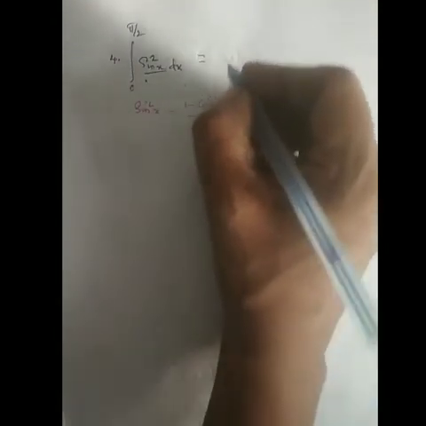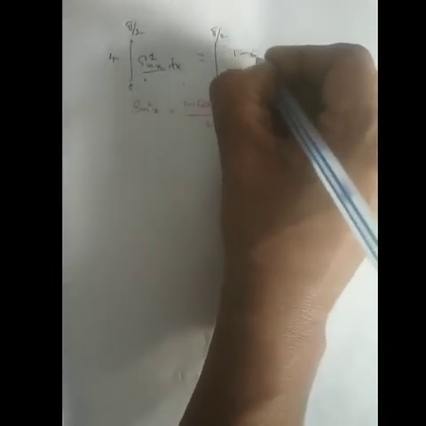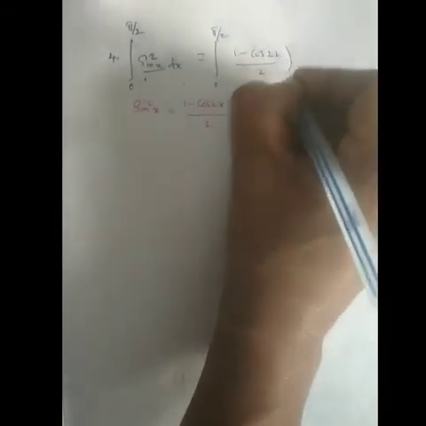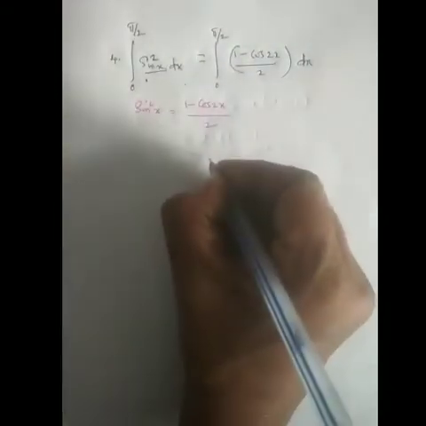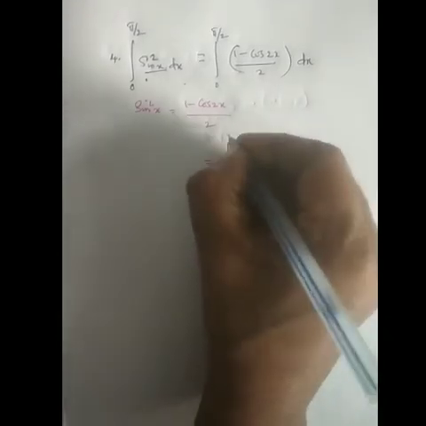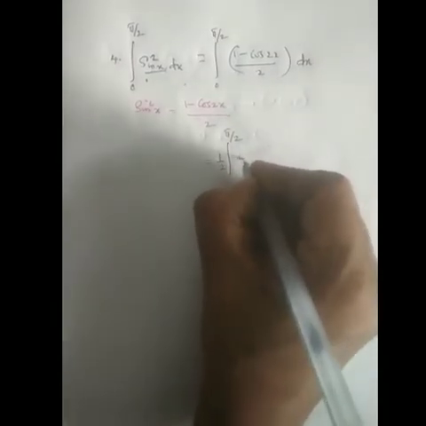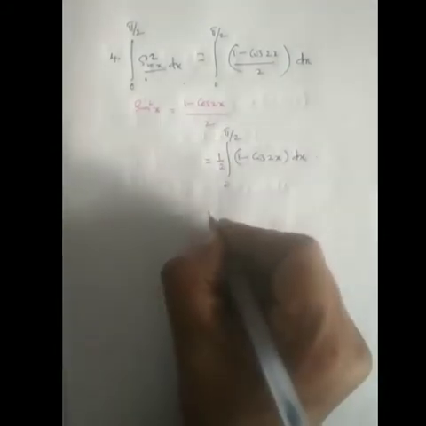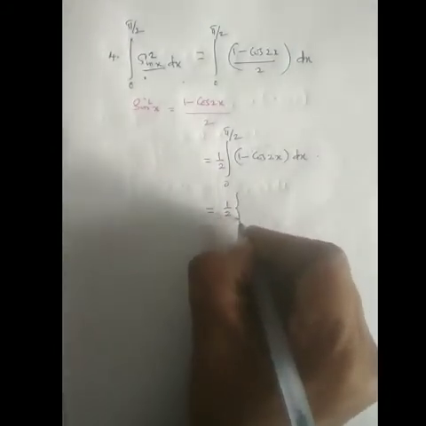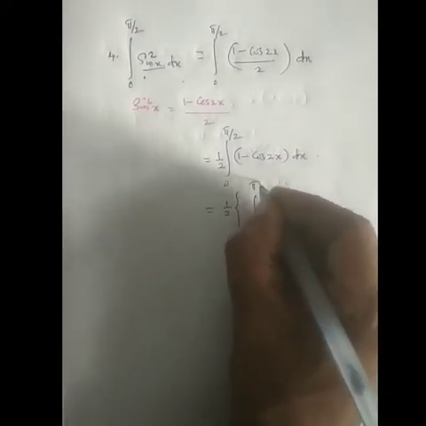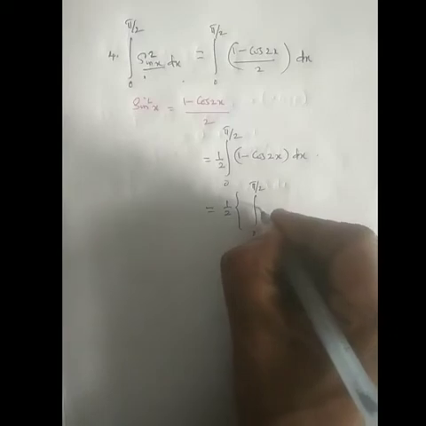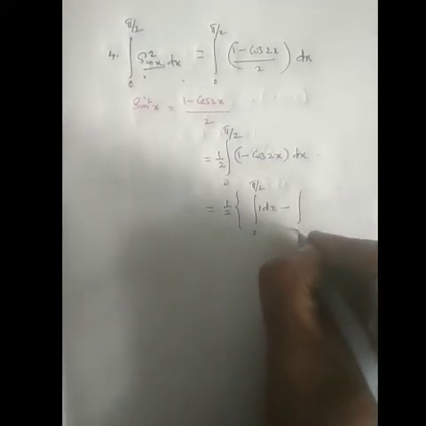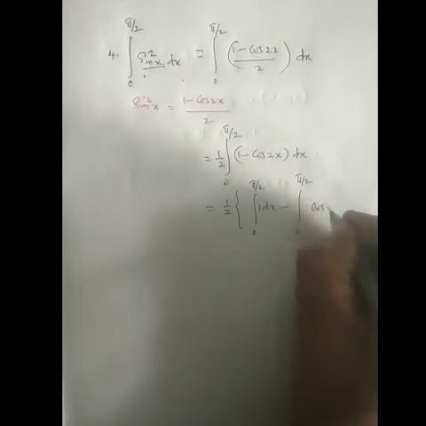Therefore, the integral becomes integral of 0 to pi by 2, (1 minus cos 2x) by 2 into dx. Okay. And it is equal to integral of 0 to pi by 2. Taking 1 by 2 outside, we get 1 by 2 into (1 minus cos 2x) dx. That is equal to 1 by 2 into integral of 0 to pi by 2. Splitting, we get 1 dx minus integral 0 to pi by 2 cos 2x dx.